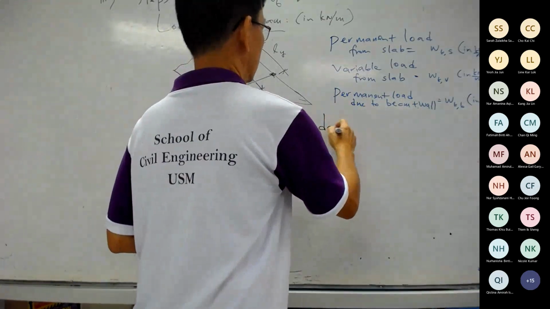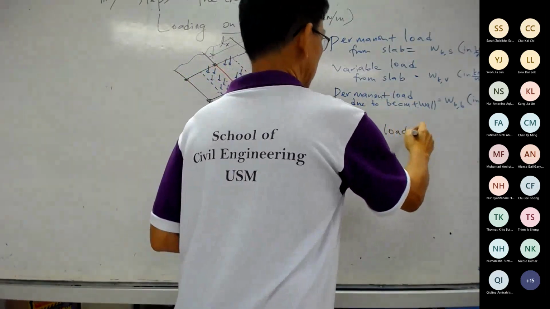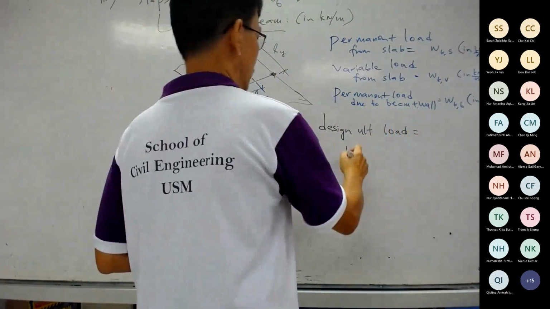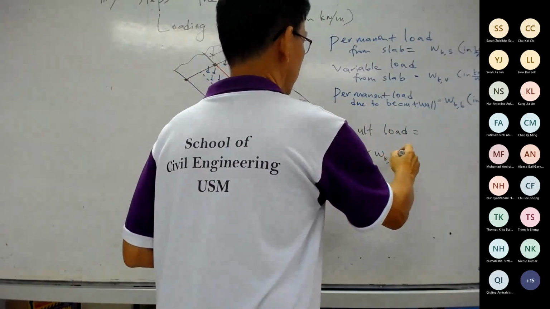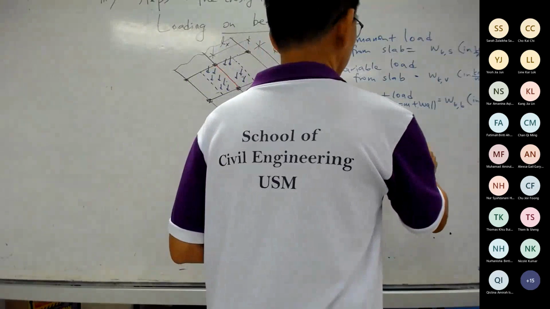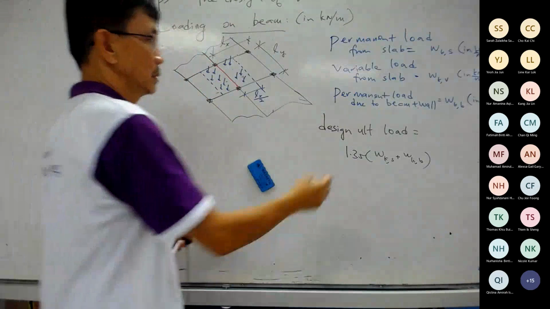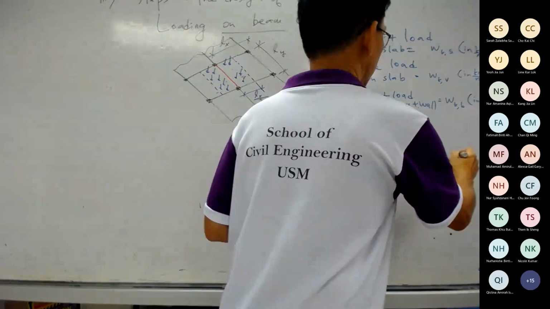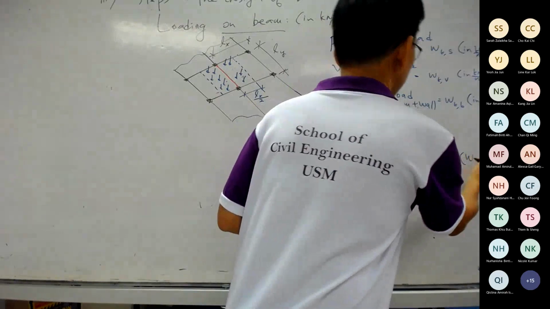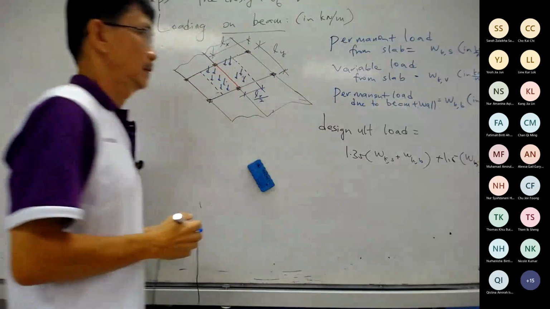Then the design ultimate load, and this is ultimate: 1.35 times WK from slab plus WK from beam. Yeah? This must be in kilonewton per meter, then plus your 1.5 times WK variable.